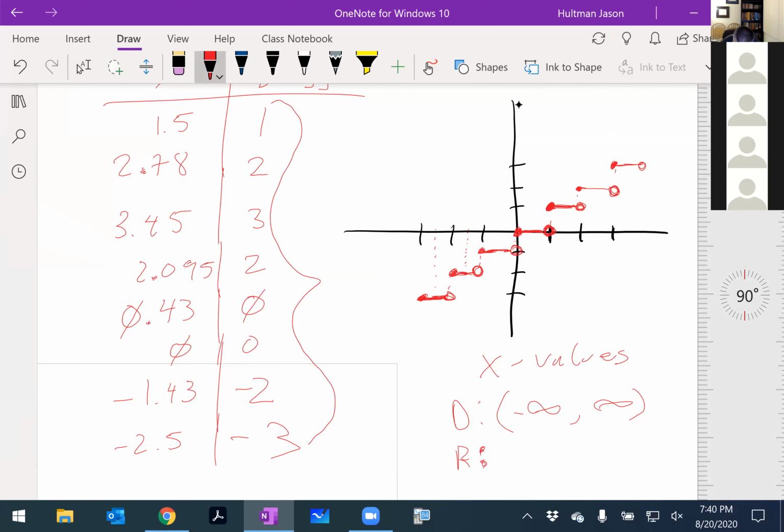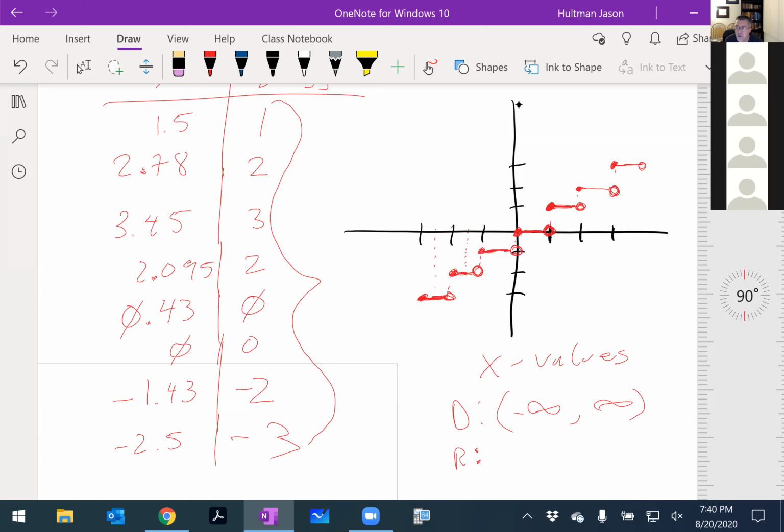Okay, so the range is the integers, right? We're going to say that this goes from negative infinity. We really can't use interval notation here. What we have to do is use set notation. Interval notation just fails us. We need the set of integers.